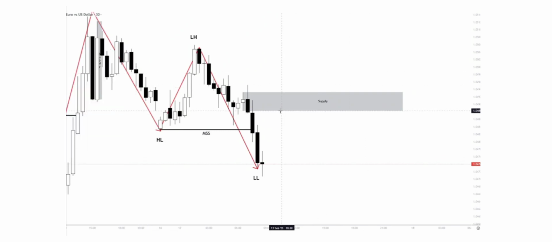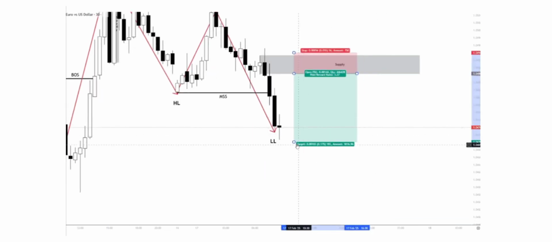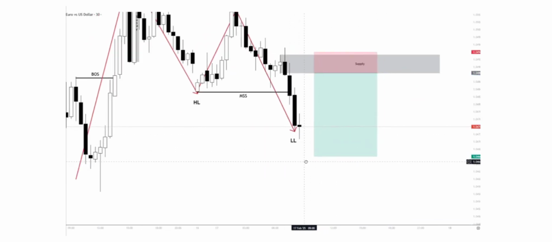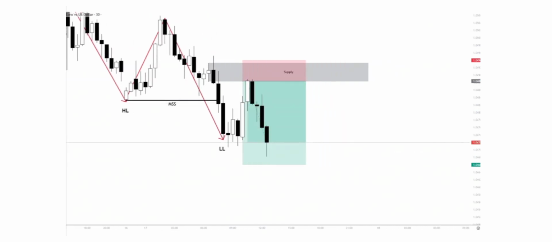And the setup planning is a sell short on the supply, with a stop loss above the supply and the take profit below the lows. We are looking for a higher risk to reward. A 1 to 4 in this case is just enough. And here the position got opened.